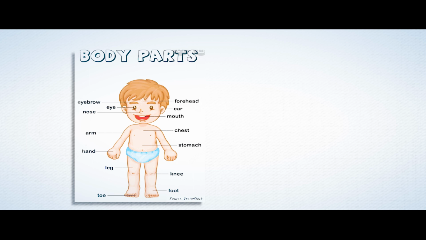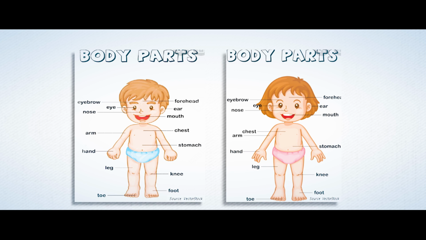But if you look at his body parts, we get to see that this boy has a head, two eyes, two ears, one mouth, and so on and so forth. Now, let's have a look at this figure. This figure is definitely not a boy. But this figure also has common body parts. She also has a head, two ears, two eyes, a nose, very similar.